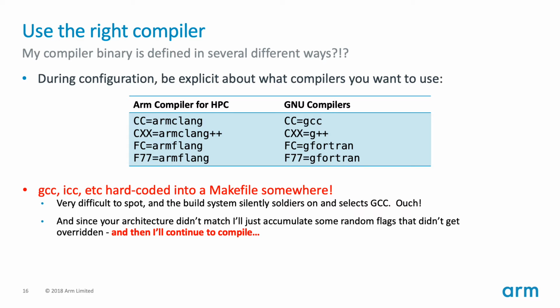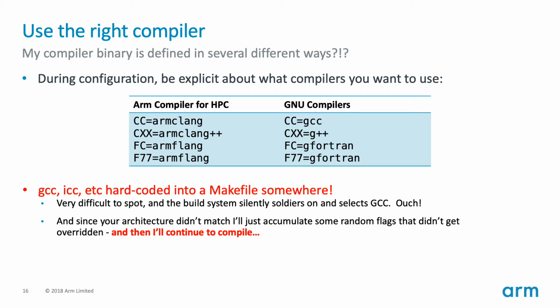What is difficult and can be very dangerous is if the build system silently selects a compiler in the case of failure. So maybe you have GCC or ICC hard-coded into a file somewhere, and then when you build, some condition causes that hard-coded compiler to be invoked rather than the ARM compiler that you selected, and suddenly your performance is just terrible because you picked up a GCC 4.8 that the system provides, right? You have to watch out for this.